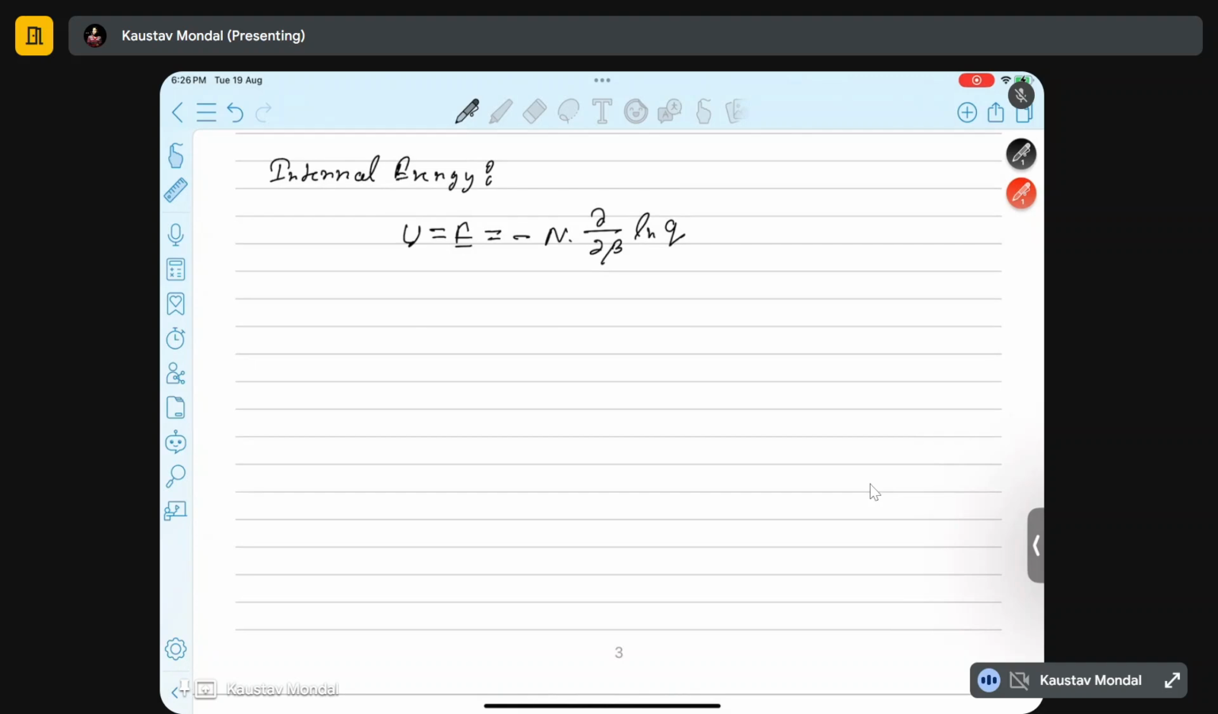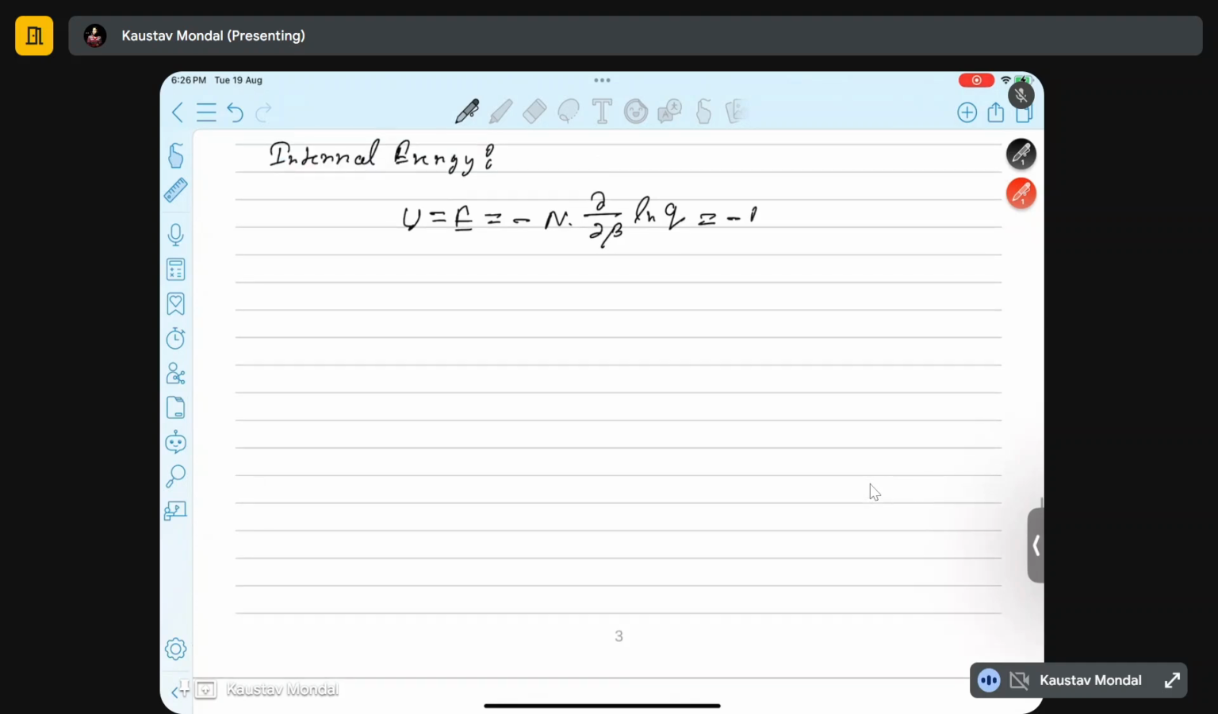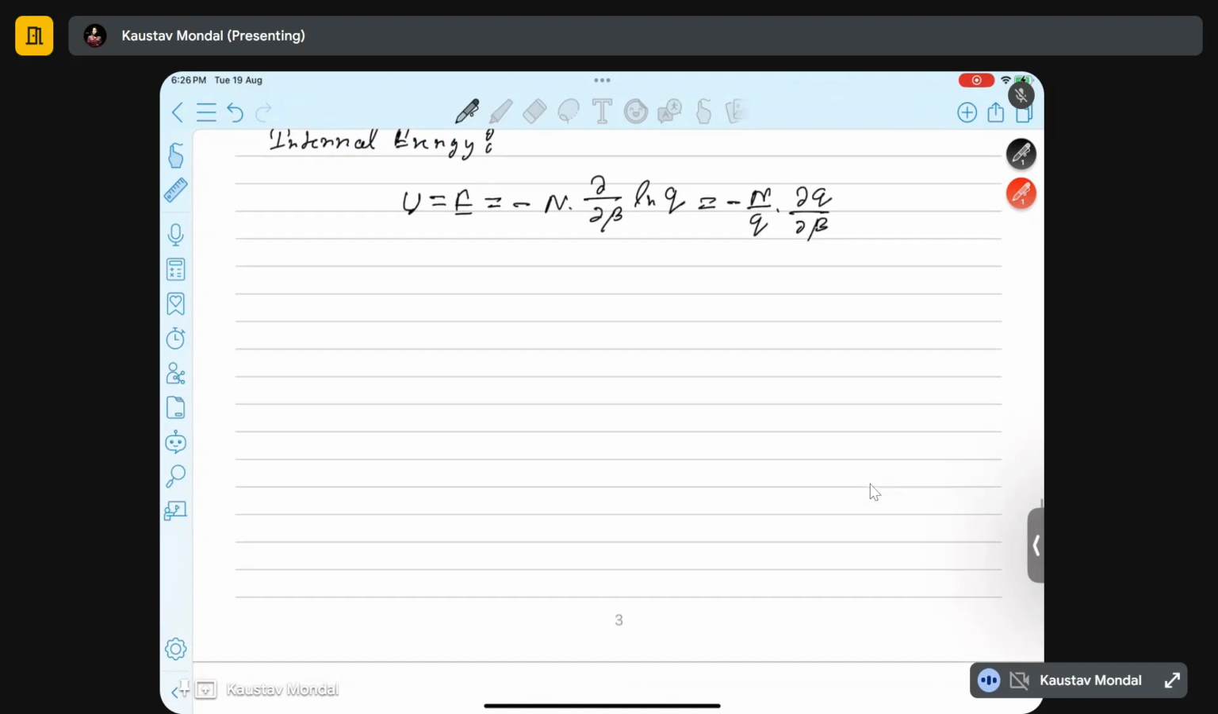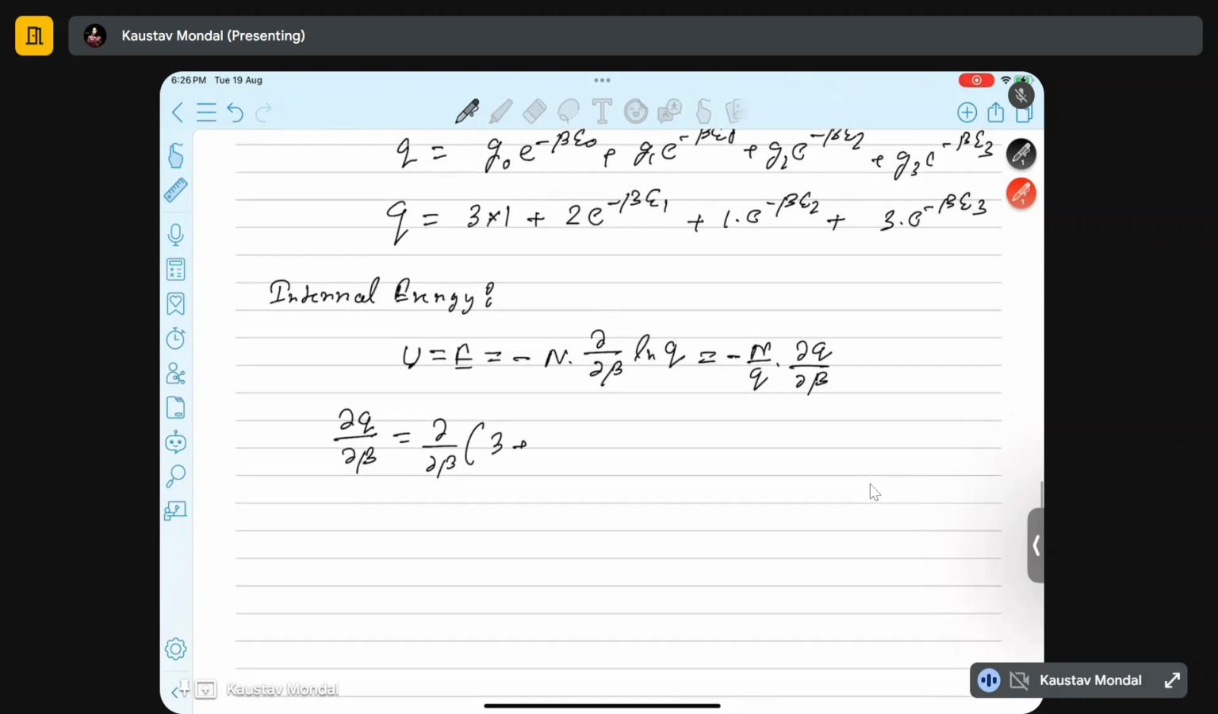So now we can write this as N over q into del q by del beta, and this way also you can write it, right? So now first we will simplify del q by del beta. Okay. So del q by del beta, if you do del by del beta of q, which is 3 plus 2 times e to the power minus beta epsilon 1 plus e to the power minus beta epsilon 2 plus 3 times e to the power minus beta epsilon 3.